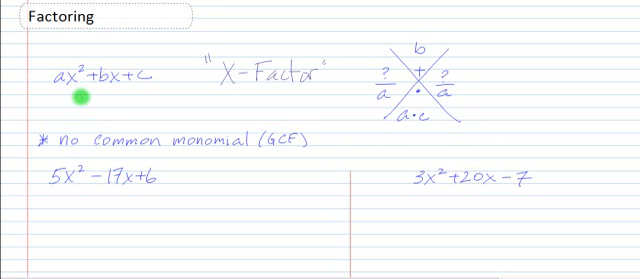Just a quick review. What is a quadratic? A quadratic looks like this expression here. The highest exponent is a 2. If it doesn't have a highest exponent of 2, it's not a quadratic.